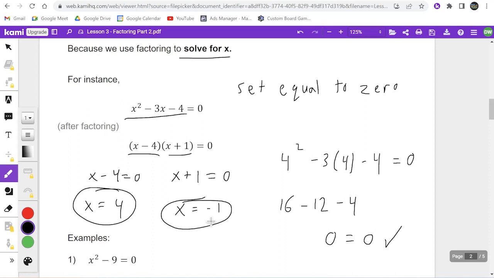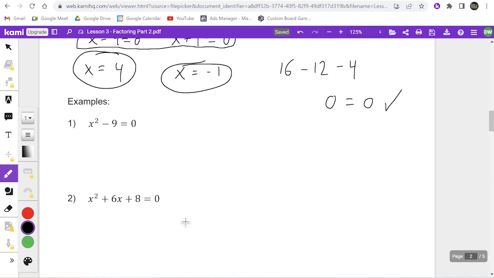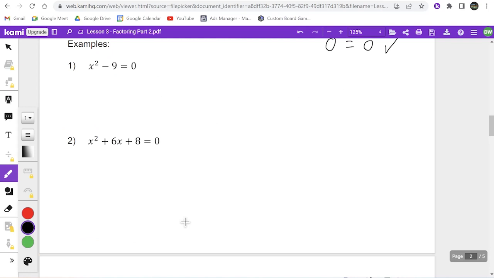Oh, and by the way, whenever that shortcut does not work, you can always do this, and this will work 100% of the time, where you set both factors equal to 0. So now we're going to continue with some examples, and we're actually going to be factoring and then using that method we just said to actually solve for x.